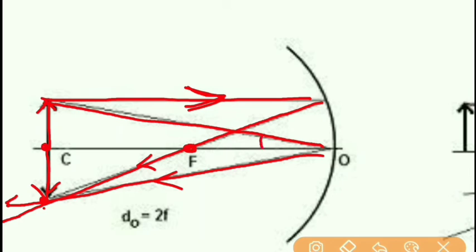Here these two angles which are formed will be equal according to the law of reflection. So when the object is at point C, the image is also formed at point C. The size of the object and the image will also be the same. Distance is also the same, size is also the same.